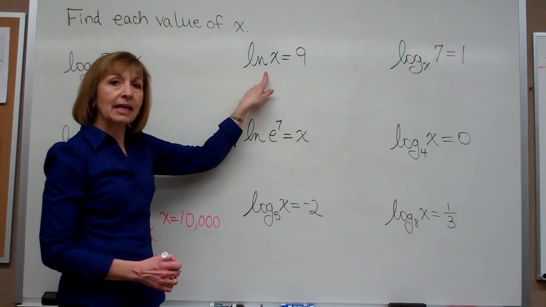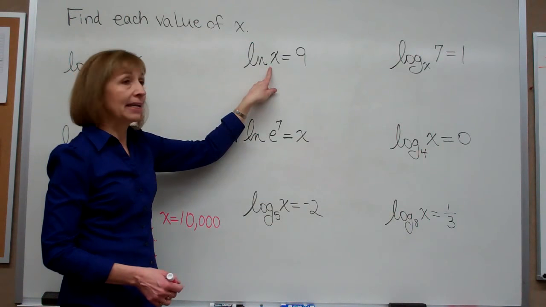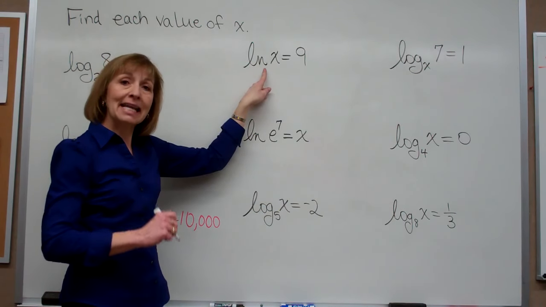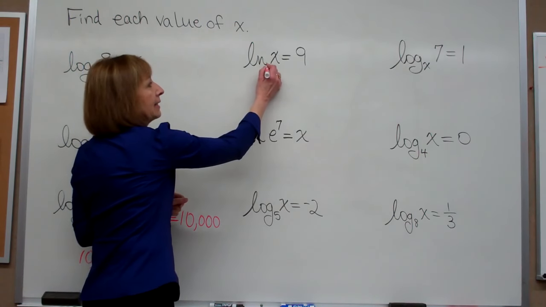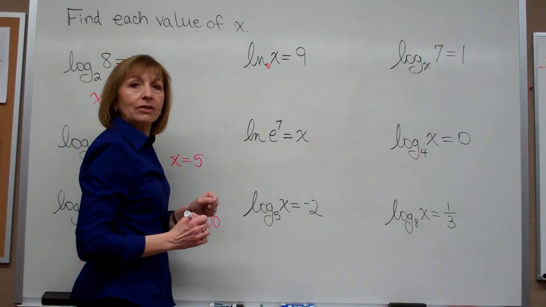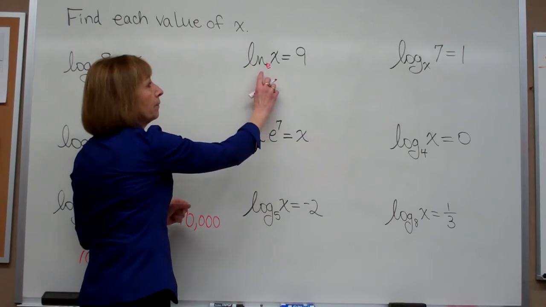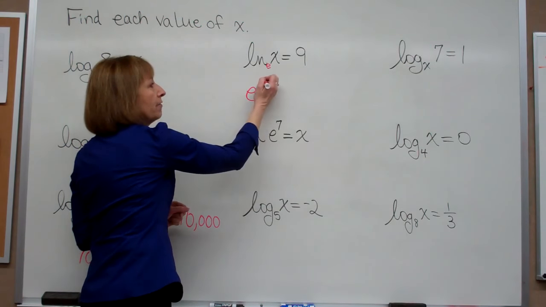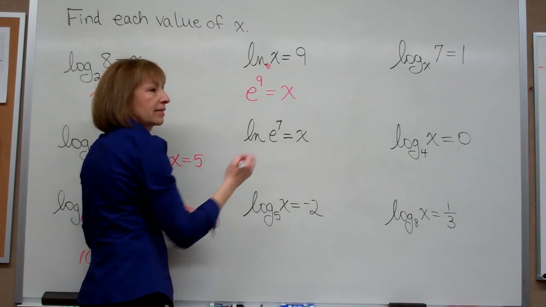In our fourth example, it's spelled ln instead of log, but again, there's no base showing. Remember, when it's spelled ln, that's the natural log, and the assumed base on the natural log is a base e. So writing this out of the logarithmic form into the exponential form, I've got my base of e, my exponent of 9 is what I will have to create that value of x.